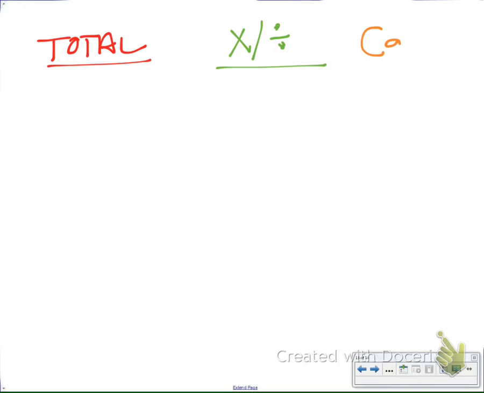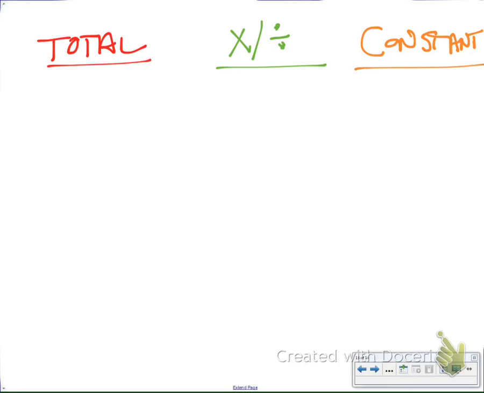Whenever you're reading your scenario, you're going to need a total, or what I'm going to refer to as the total. Okay, you're going to need a number that's being multiplied or divided, especially in our two-step equations, okay? And then we're going to need what I'm going to refer to as a constant. So I'm going to go into a little more depth on each of these here real quick.